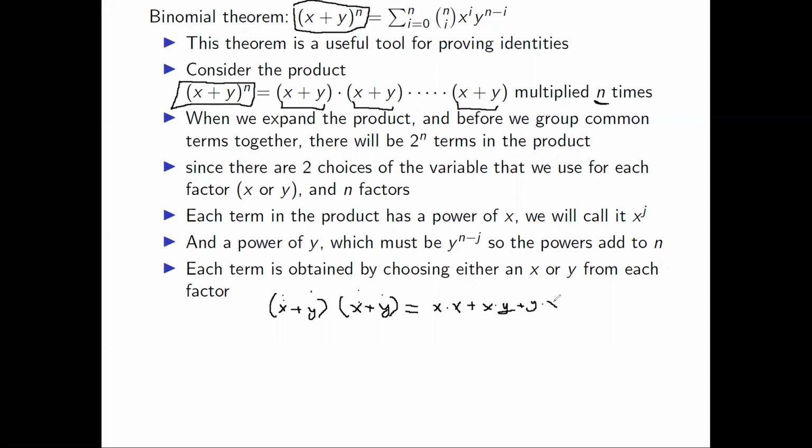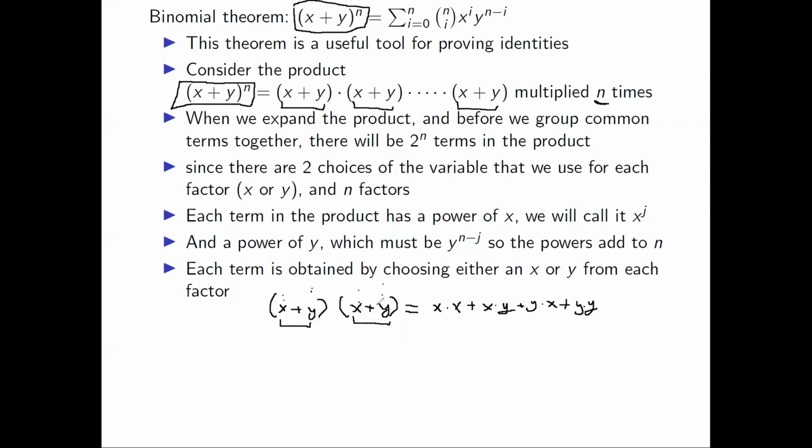y times x. And finally, if we choose the y from the first factor and the y from the second factor, we get a y times y. So we see here, when we had two factors, we had 2 to the n total terms when we expand the product out. And in each term, the powers of the x and y have to add up to n. I mean, n is equal to 2 here. You can observe that. And each of these terms we got, like I said, is obtained by choosing an x or a y from each factor.